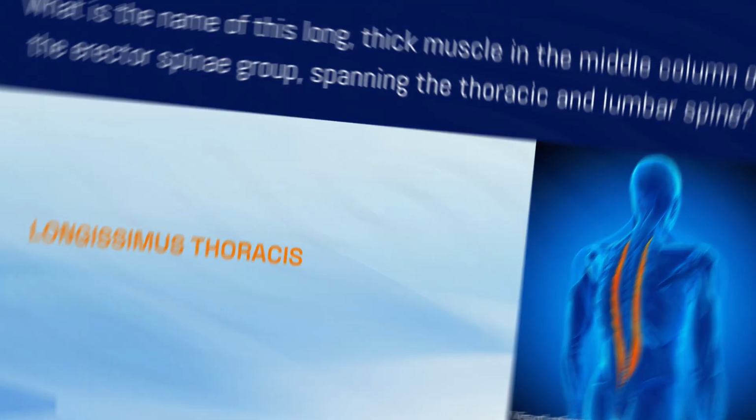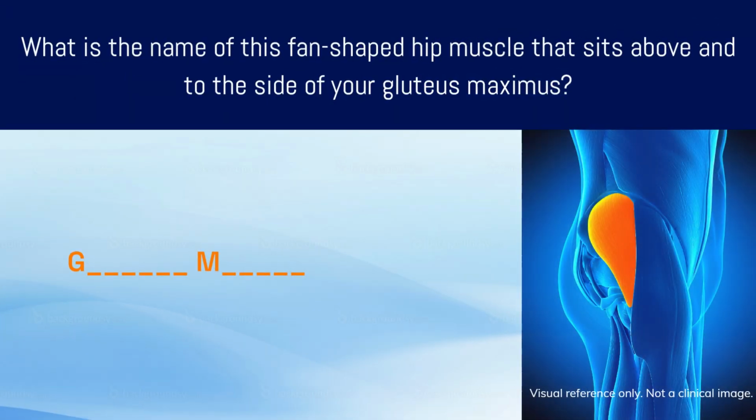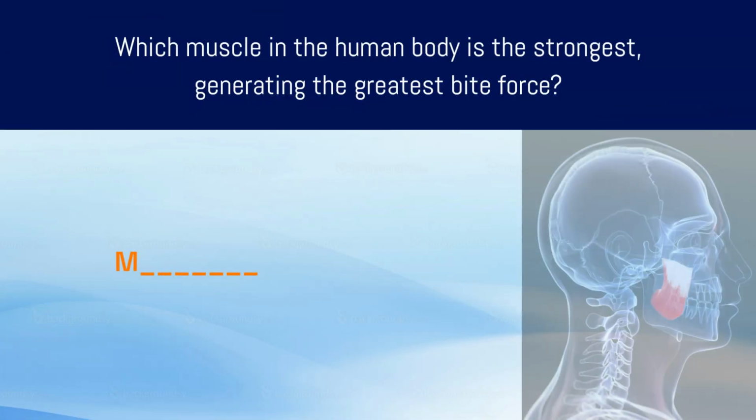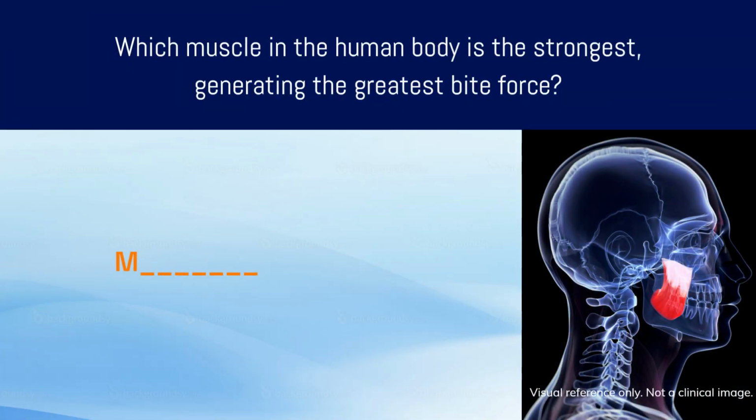Longissimus thoracis. What is the name of this fan-shaped hip muscle that sits above and to the side of your gluteus maximus? Gluteus medius. Which muscle in the human body is the strongest, generating the greatest bite force? Masseter.